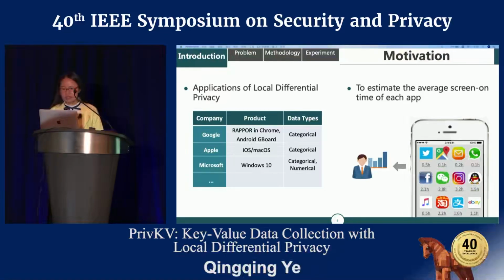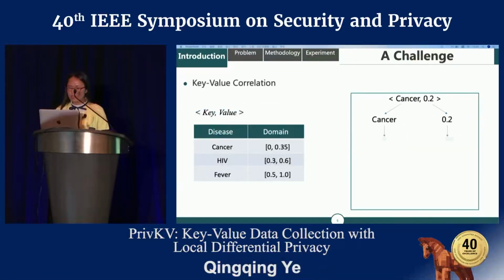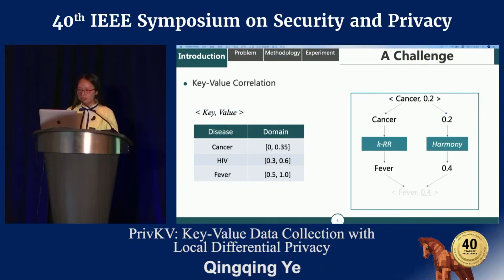Here is an example to collect app usage data in smartphones, where the key is the app identifier and the value is the screen on time of each app. To collect this key-value data with LDP, we need to design a new approach. There is a naive solution for key-value data perturbation.